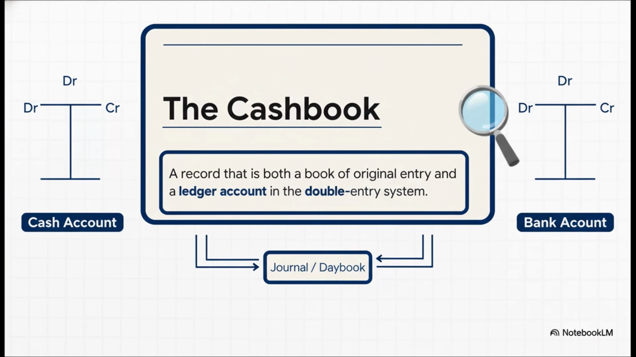First things first, to get a grip on reconciliation, you've got to understand the cash book. It's actually a pretty unique document because it does two jobs at once. On one hand, it's a book of original entry. That's where we first jot down every single cash and bank transaction. But it's also a ledger account, a proper part of the whole double entry system. So, in that bank column, if you see a debit balance, that's good news. It means you have cash in the bank, a current asset. But if it's a credit balance, that means you're in an overdraft, which is a current liability.